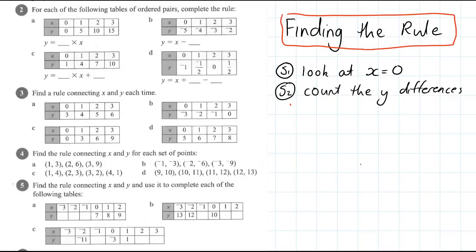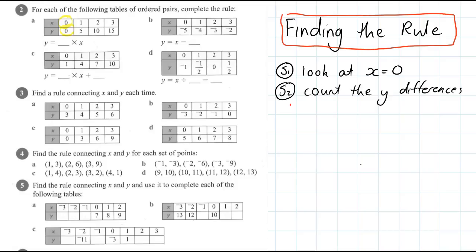Okay, now with finding the rule, what you're trying to do is come up with an equation that when you plug in x, you get y for each of the set of values. So when you plug in x of 0, you get 0. When you plug in 1, you get 5. When you plug in 2, you get 10. When you plug in 3, you get 15. And some procedure or set of rules that does that.